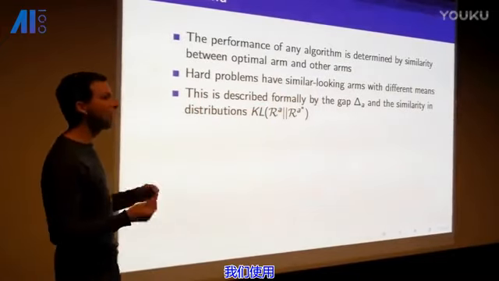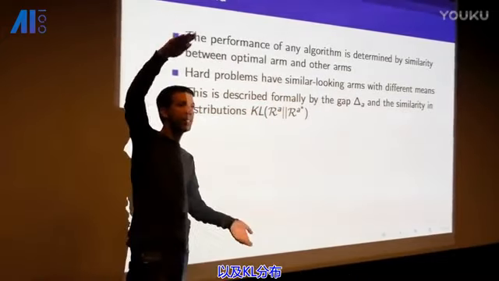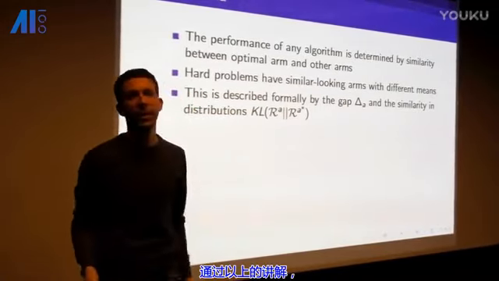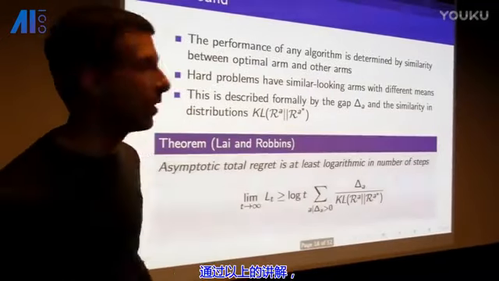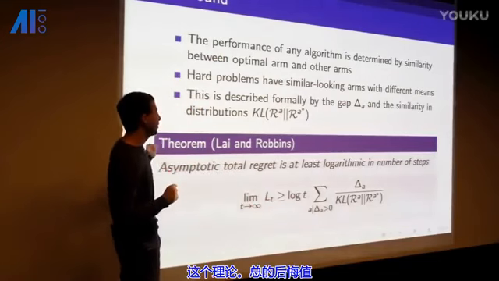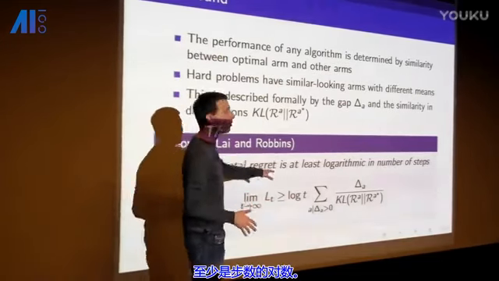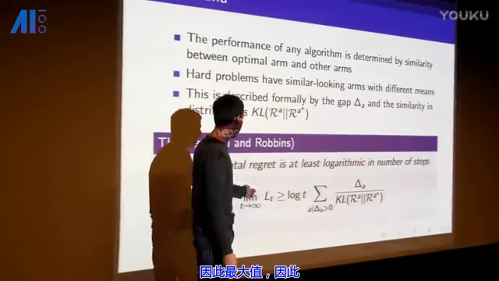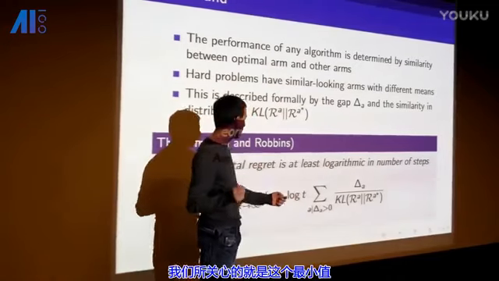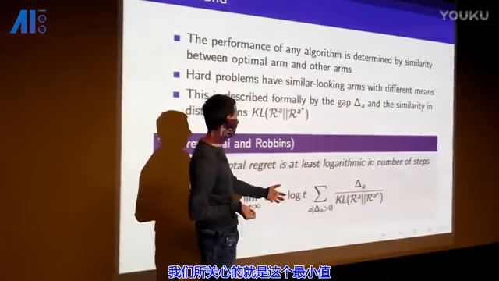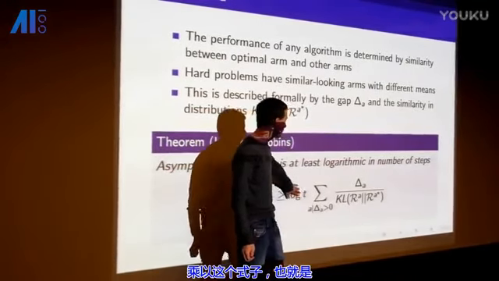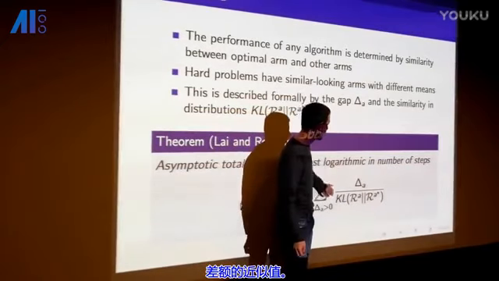And so formally, the way we understand that is by the gap between them, like what's the difference between this arm and this arm, and how similar their distributions are, which we can measure using the KL divergence. So this is one slide of theory: the total regret is at least logarithmic in the number of steps. This is the total regret that we're incurring over time, the plot we were looking at. The regret that we incur is at least logarithmic in the number of steps that we take, multiplied by a term which is basically proportional to the gap.